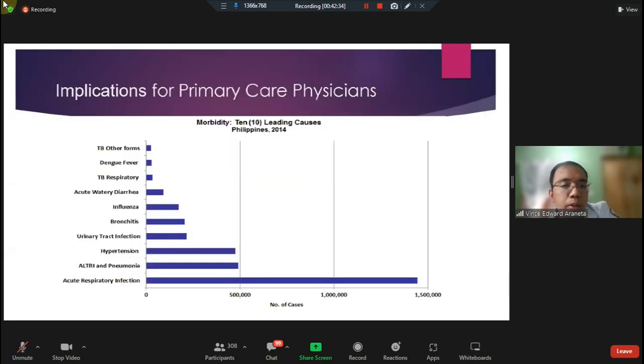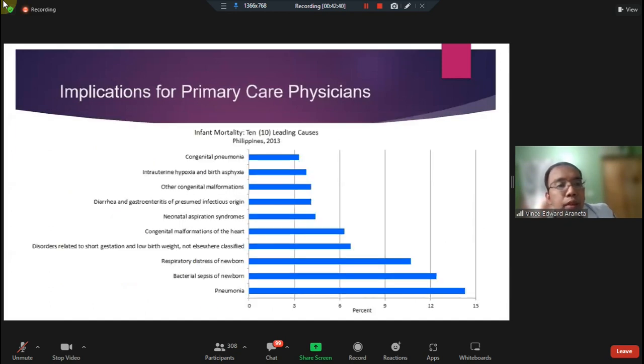I think I already showed this for the number one morbidity. It's more of respiratory infections. But for infants, these are actually the 10 leading causes. Pneumonia is number one. Sepsis, second, and third is respiratory distress of the newborn.